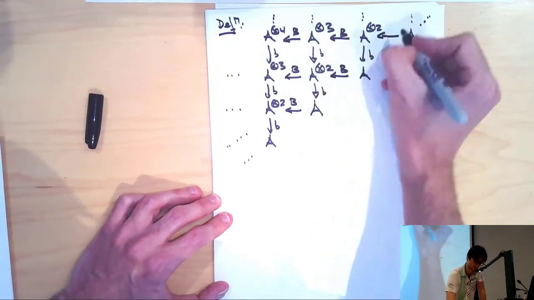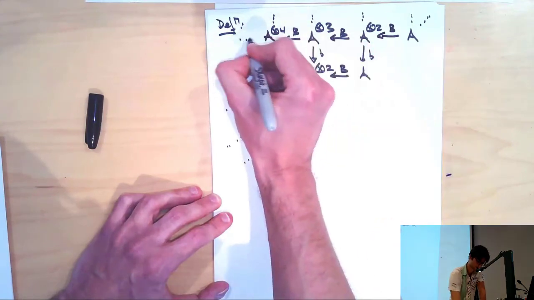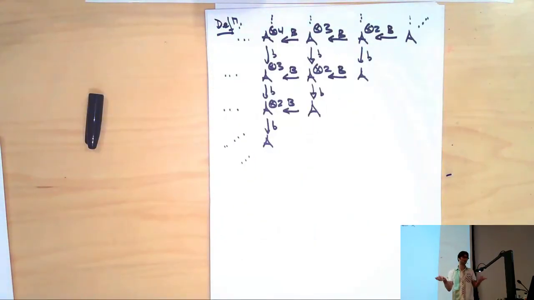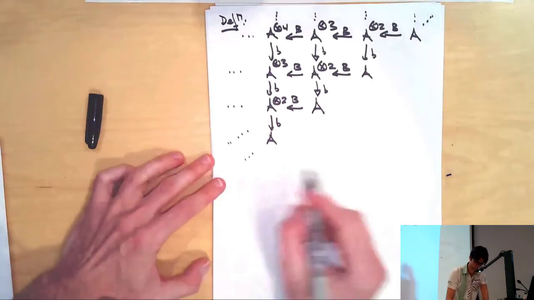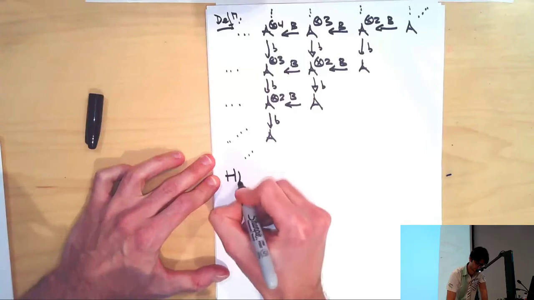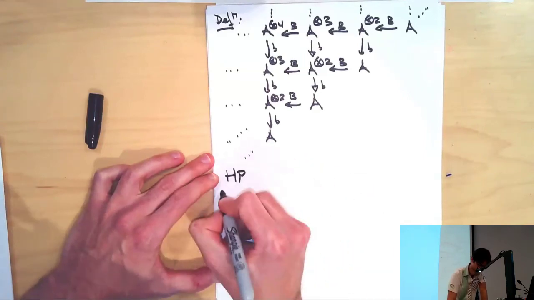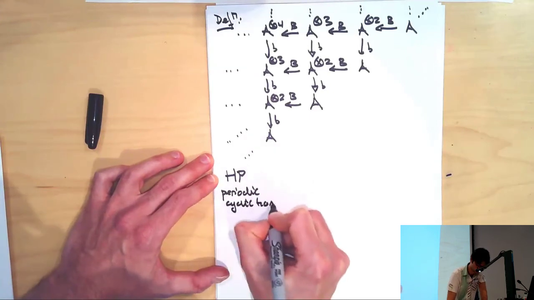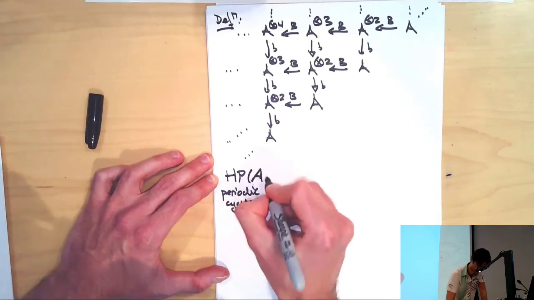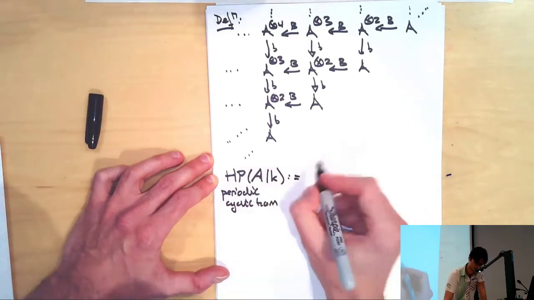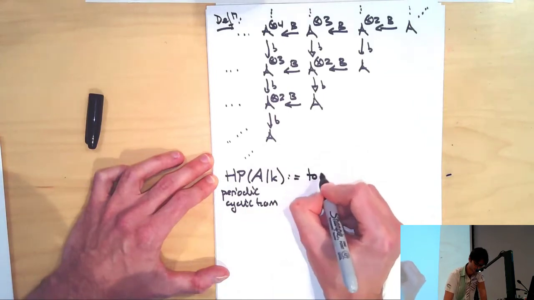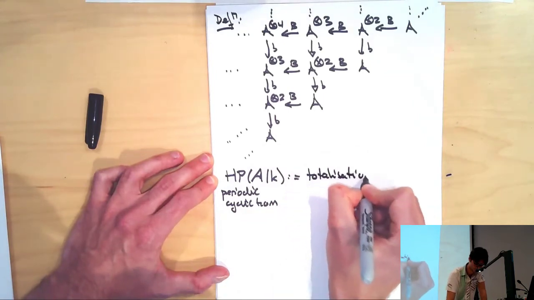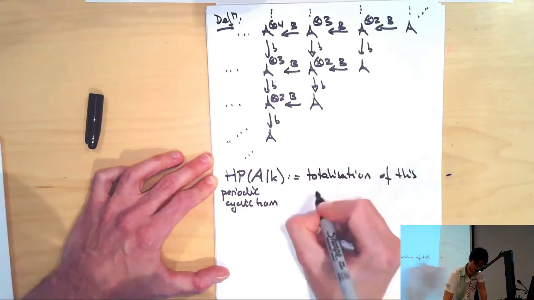is the fact that I have a compatible structure of chain complex and cochain complex. They're compatible, and that lets me write down this anti-commuting double complex. And then one defines, I should give it its name, the so-called periodic cyclic homology of A over K, for any K-algebra A, to be the totalization of this double complex.